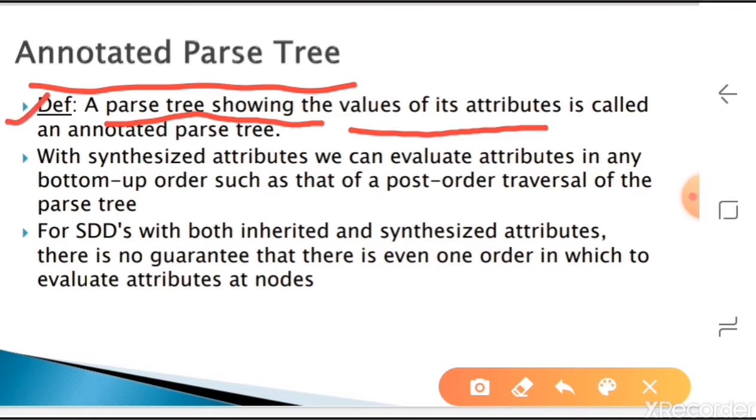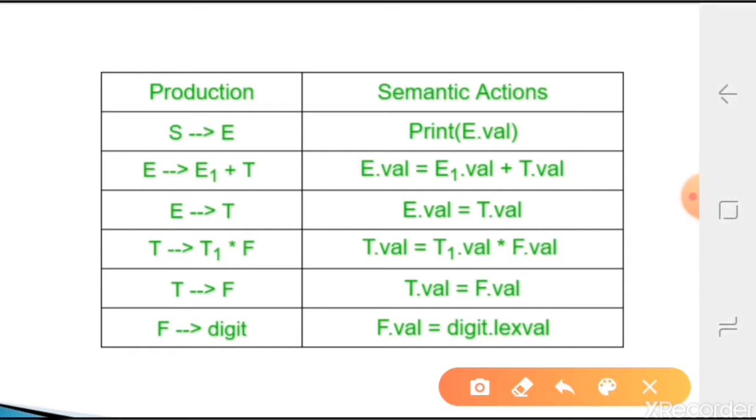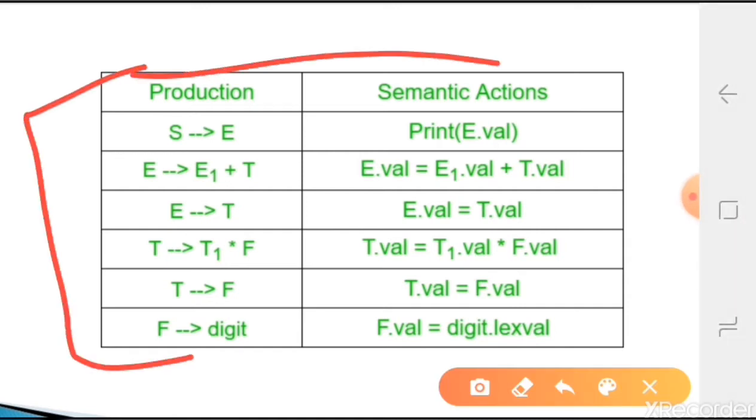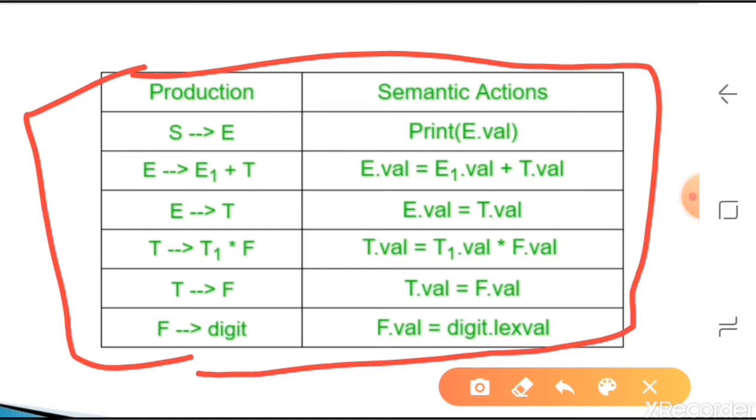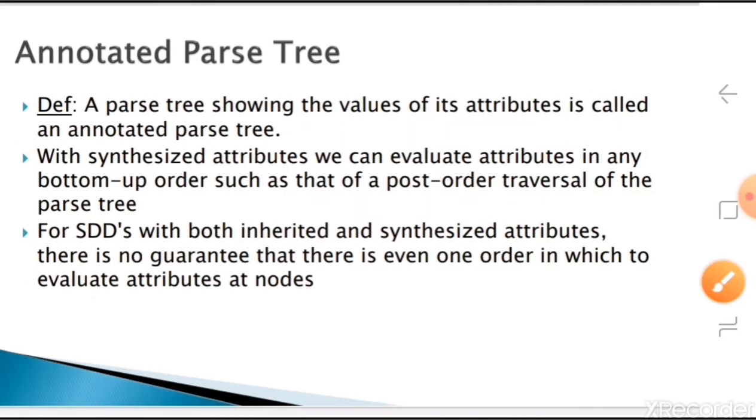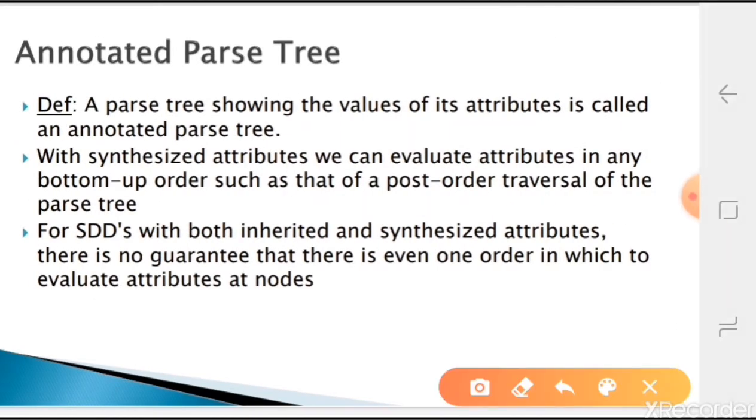So here, how many ways of evaluation of this annotated parse tree will there be? Depending on the attribute type, you may have one or more than one way to evaluate it. Suppose in an SDD, the SDD is nothing but this entire thing together, the syntax directed definition. Okay, it is the production rules along with the corresponding actions. So all together we say SDD. In an SDD, if the attributes are of only synthesized type, we can evaluate by the bottom up approach.